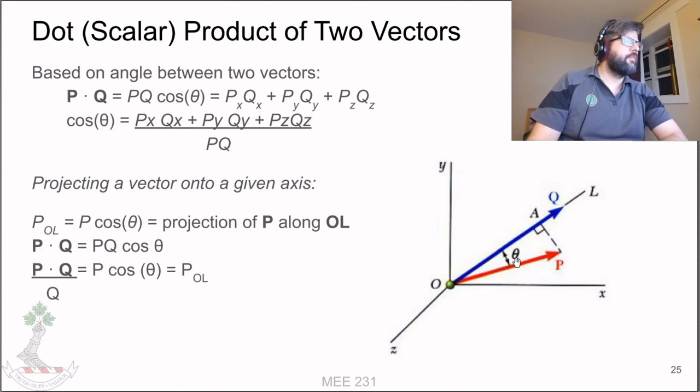Obviously, the projection of a vector onto an axis that it's parallel with is just going to be the magnitude of the original vector. Whereas if we take a different vector here that is perpendicular to this line OL, then projecting that onto this line would just give us 0.